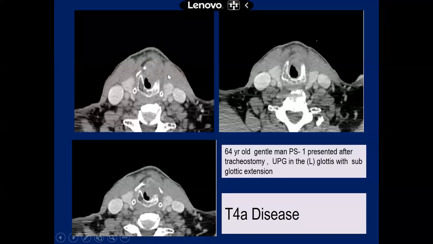This was a 64-year-old gentleman with good performance status. Why good performance status? Because it's a planned treatment. The patient should undergo surgery and post-op radiation. So any patient with T4A with cartilage destruction should have enough reserve to undergo the planned treatment. Sometimes the patient may undergo surgery, and if the patient does not have enough reserve to undergo the planned postoperative radiotherapy, then the whole surgical treatment is in vain. So the decision should be taken upfront.